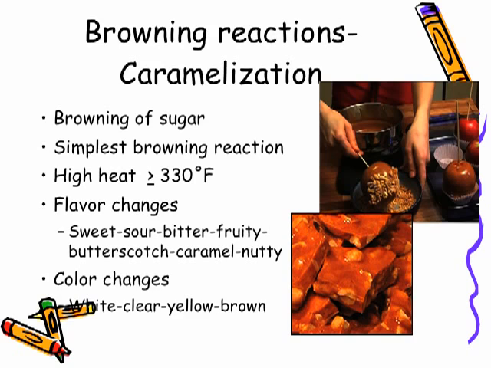So that first reaction, and I know we touched on this when we had our very first quiz, is caramelization. And caramelization is exactly what we talked about previously. It's the browning of sugar. It's the very simplest browning reaction. It takes very high heat, and it does result in a favorable flavor change. Sweet, sour, bitter, fruity, the butterscotch, caramel, nutty flavor that we like in a caramelized apple or in peanut brittle are examples of those flavor changes. And generally the color changes from white to clear to yellow to brown, and we'll see that at the end of the quarter when we actually make peanut brittle.